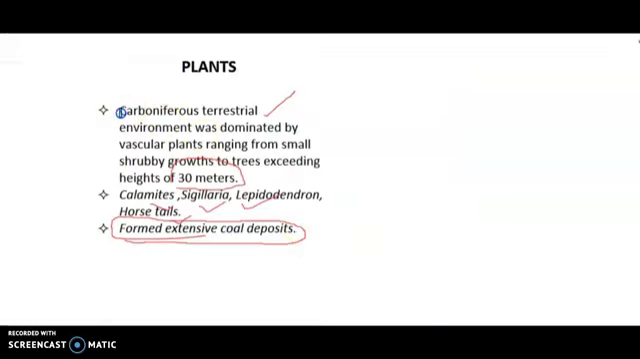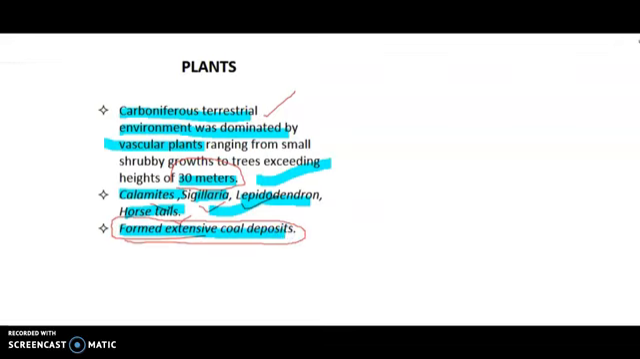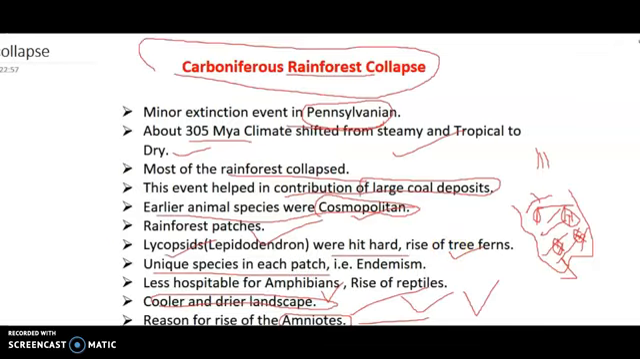Talking about the plants, the Carboniferous terrestrial environment was dominated by vascular plants, and the trees were huge, almost 30 meters in height. Calamites, Sigillaria, Lepidodendron, horsetails, these were flourishing during the Carboniferous period, and these later formed the extensive coal deposits. Talking about the minor extinction event that happened during the Carboniferous period, it was the Carboniferous rainforest collapse.